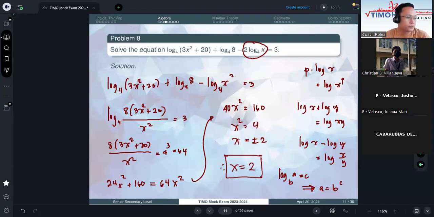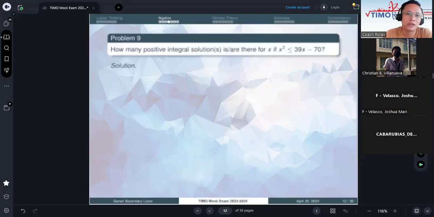So the answer is x is equal to 2 only. Okay? Is this clear? Any violent reaction? None? Okay, we proceed to problem number 9.